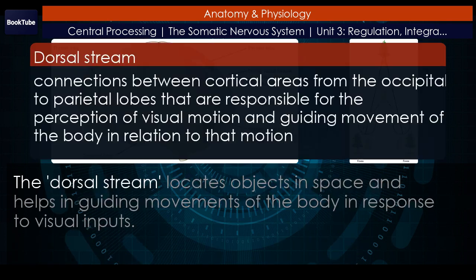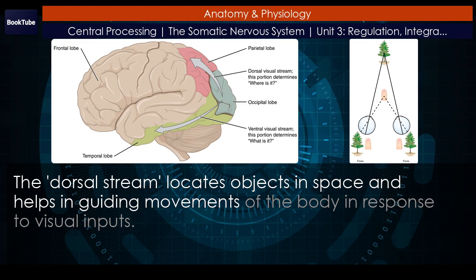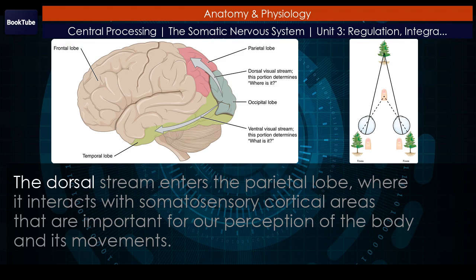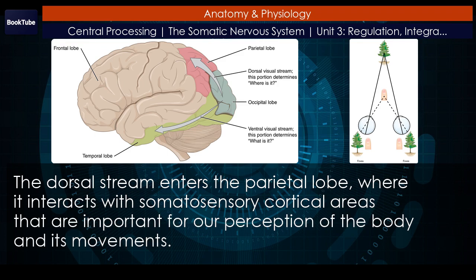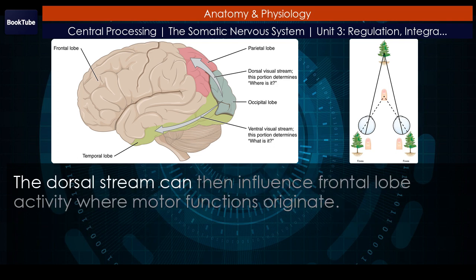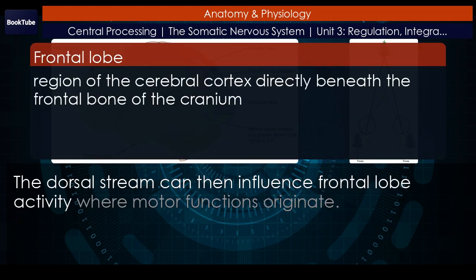The dorsal stream locates objects in space and helps in guiding movements of the body in response to visual inputs. The dorsal stream enters the parietal lobe, where it interacts with somatosensory cortical areas that are important for our perception of the body and its movements. The dorsal stream can then influence frontal lobe activity where motor functions originate.